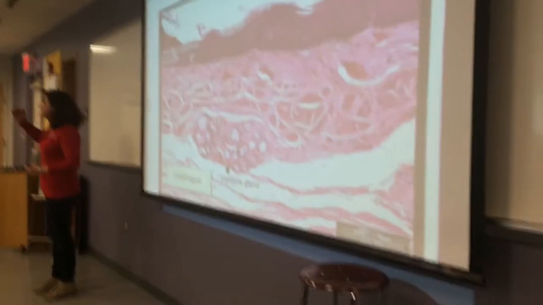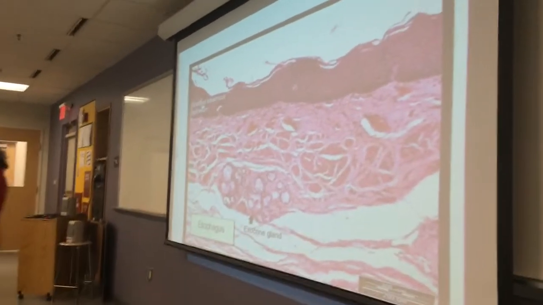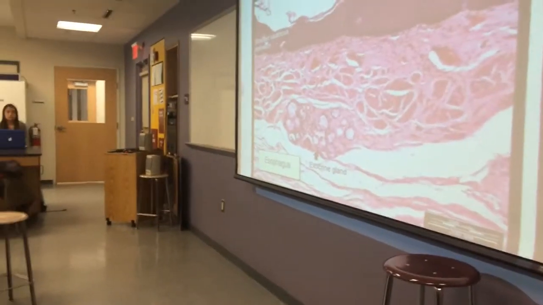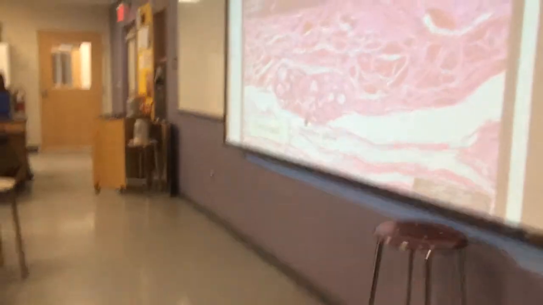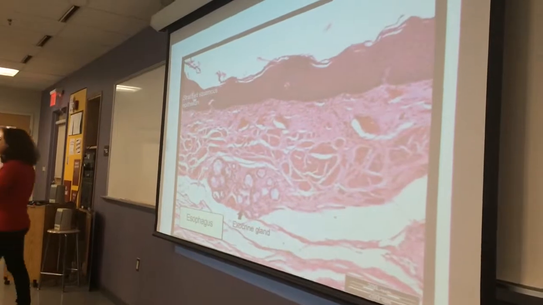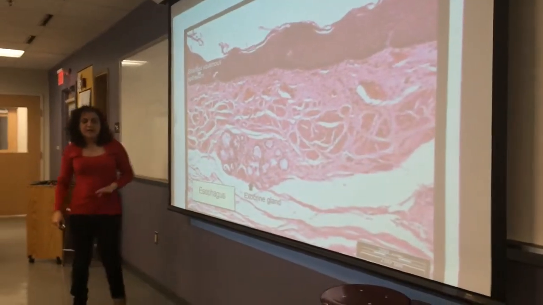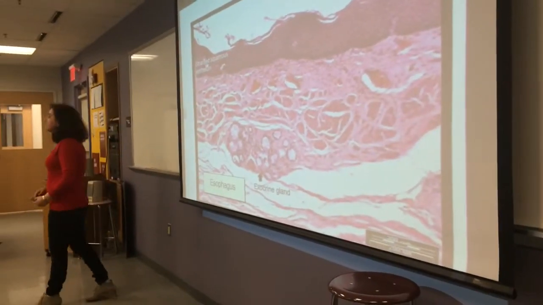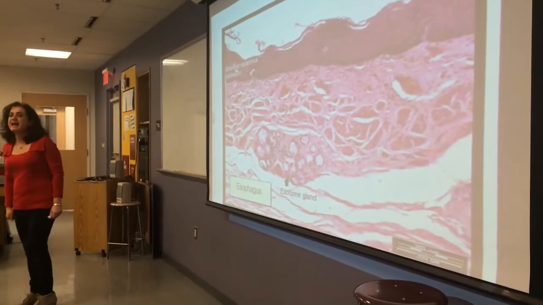Mucosal layers. What does it mean, sub? Below. Just under it. So just under the mucosa, you have the submucosal layer, which consists of connective tissue. You have a lot of blood vessels and nerves and things there. And then in all of these organs, after the submucosa, you have the muscularis layer.